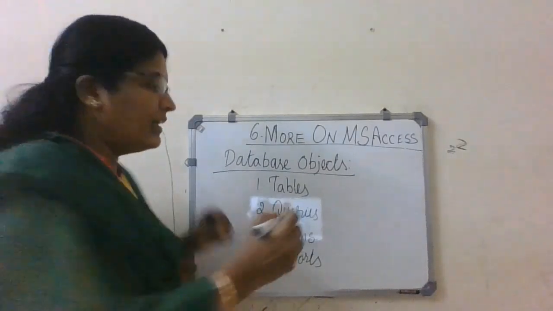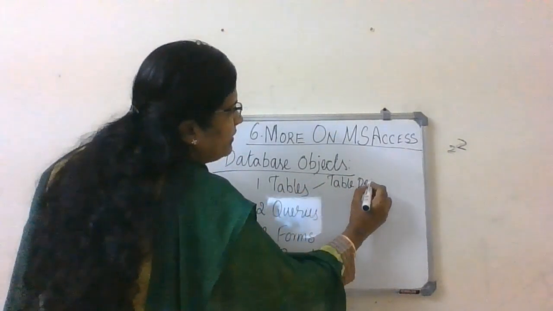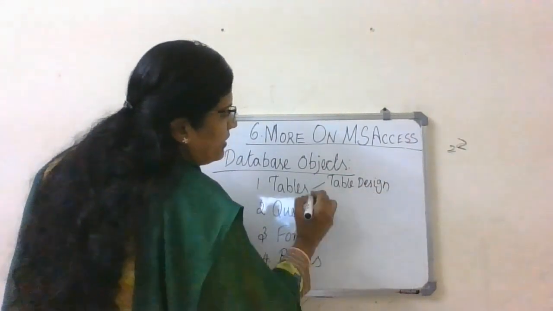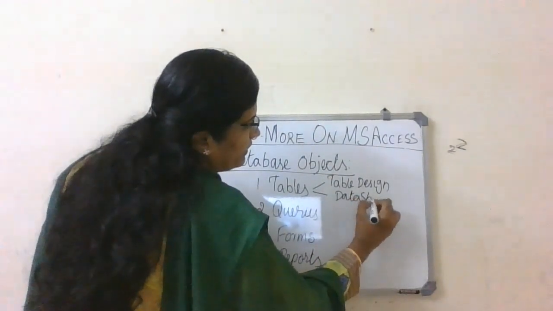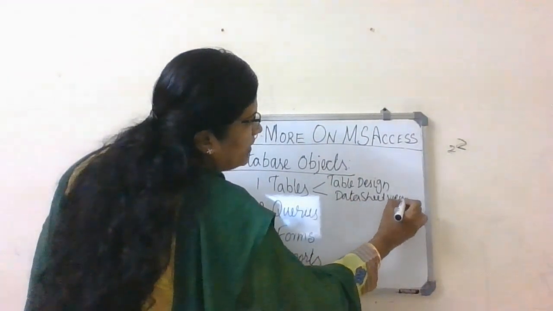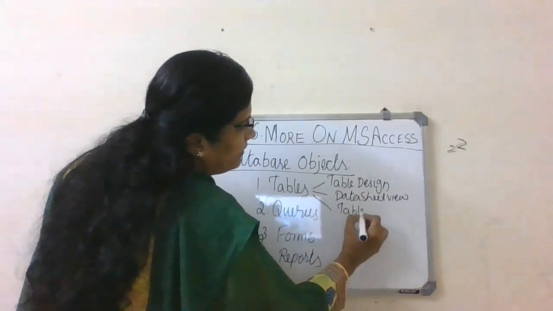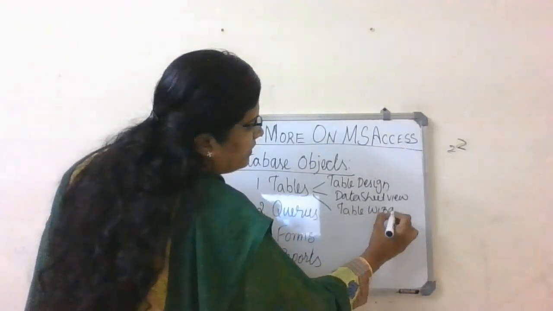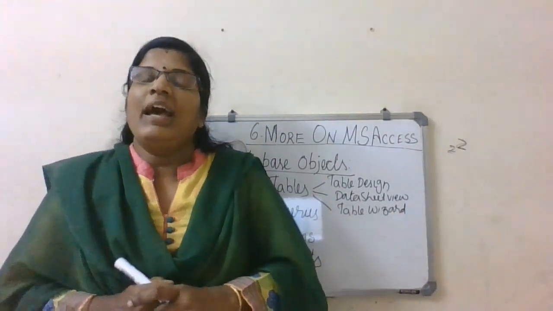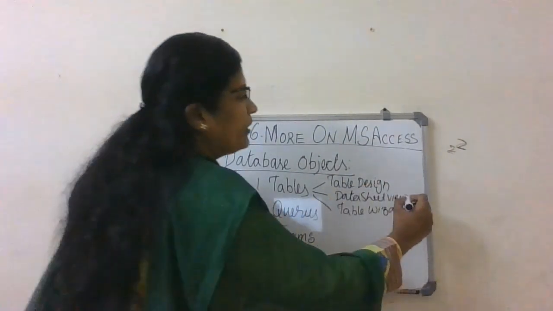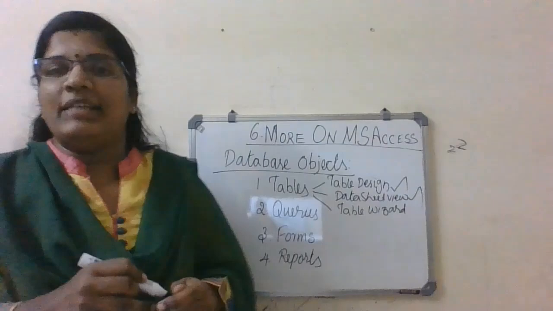So what are the methods? Table design, then data sheet view, then table wizard. Using these 3 methods, we can create a table. And we studied how to create a table using data sheet view as well as using table design.